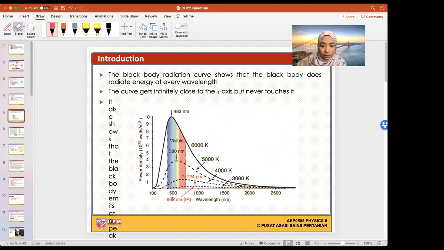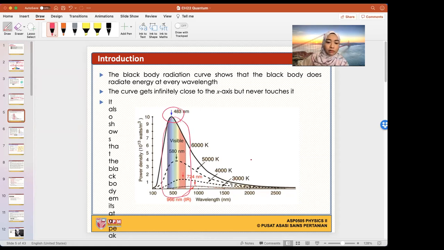Okay, so here we can see that when you increase the temperature, the power density emitted by the object also increased. When the temperature goes up, there is more. The higher the temperature, the more power density that it emits. And they found out that it has a peak at 483 nanometer. And this corresponded to the visible region, around that.